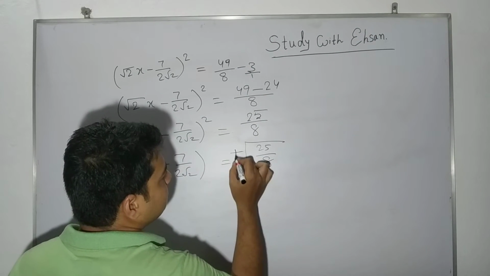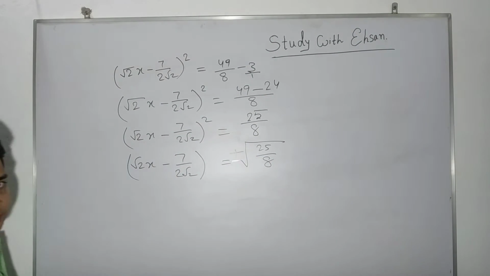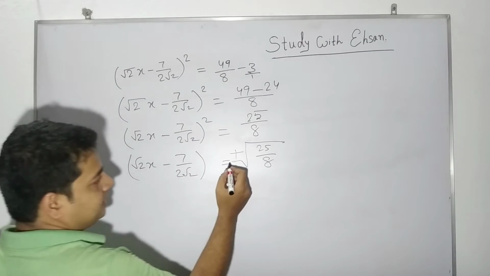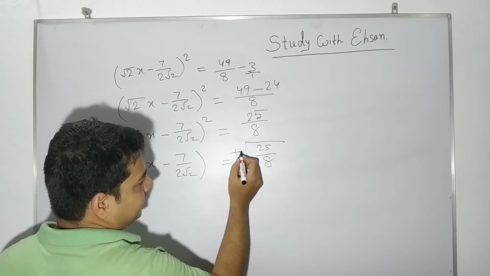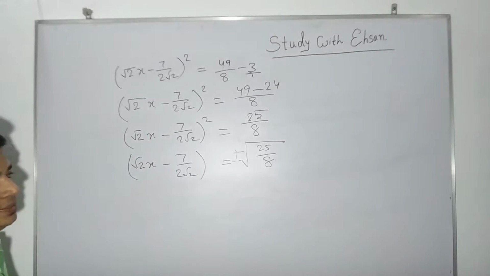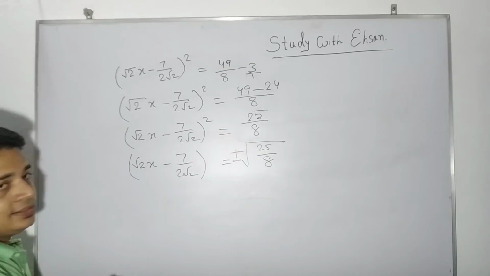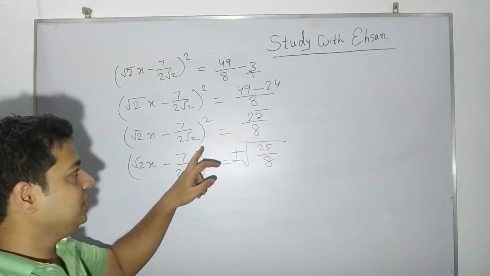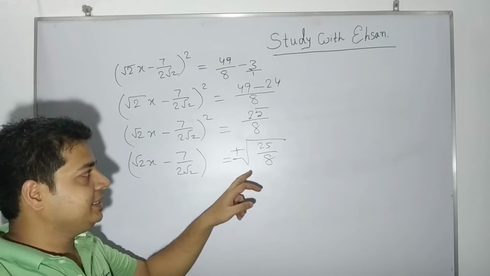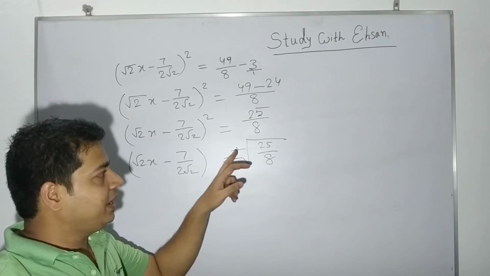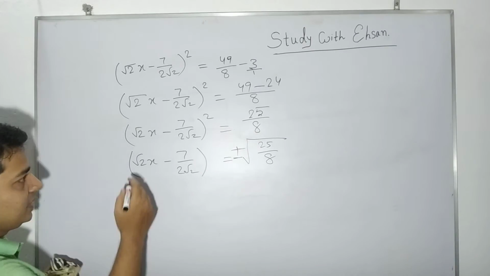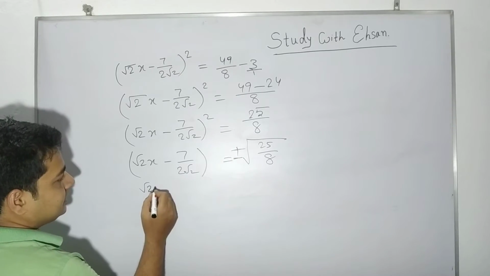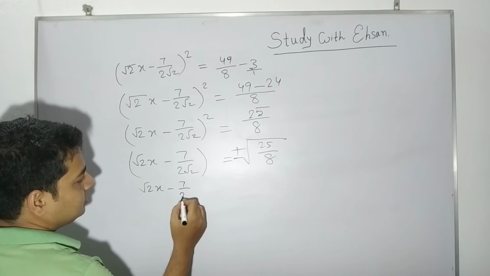Now we remove the square from here, and when we do this, a square root comes here with two signs, plus and minus. And don't forget to apply this plus minus sign. We can forget it in other chapters, but cannot in the quadratic equation chapter. We have to take plus minus. Whenever we remove square from one side and take the square root on the other, then we have to take these two signs.